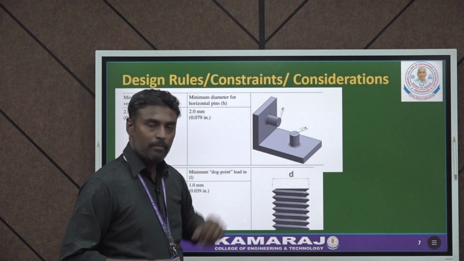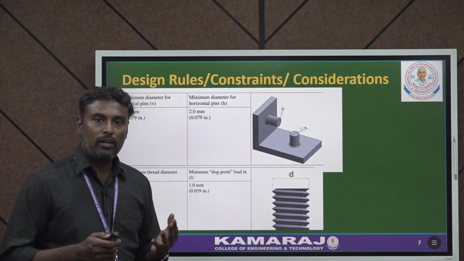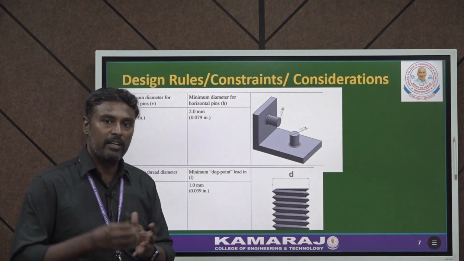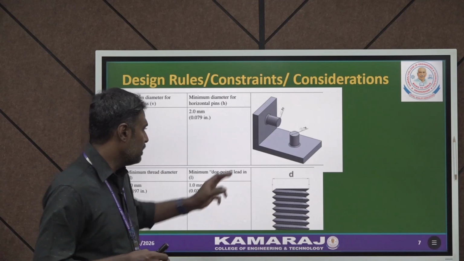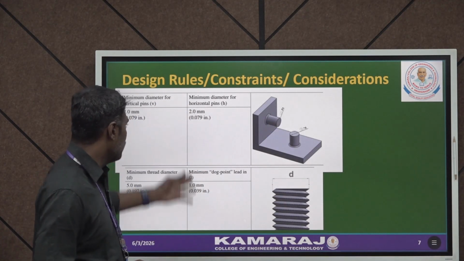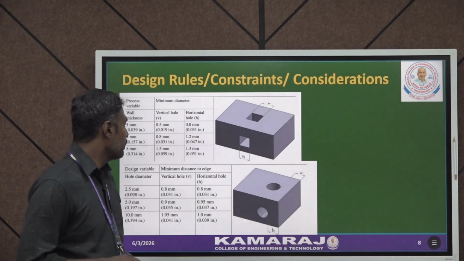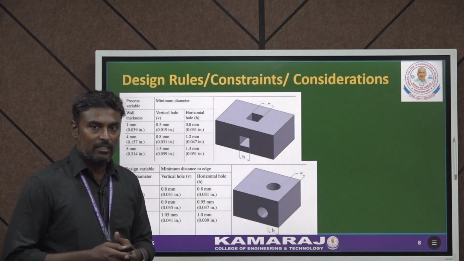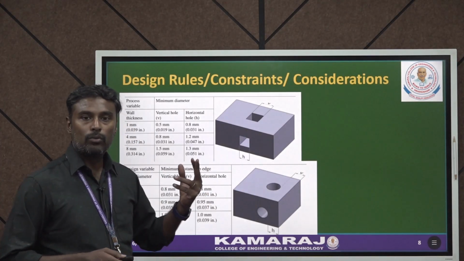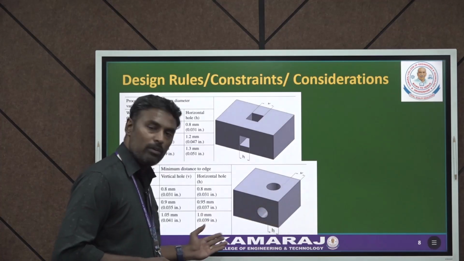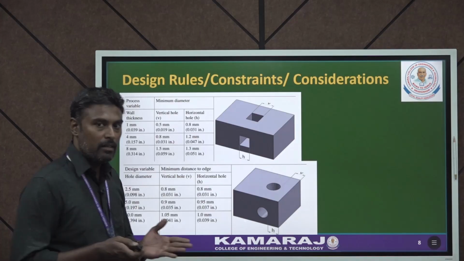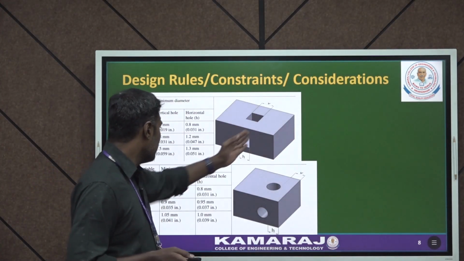Likewise for pins. The pins are used for assembly of 3D printed components to one another. So for designing these types of pins and threading features, we have to follow the recommended design rules. And hole structures. Here it is a square hole, and this is a circular hole. The holes are of two types, vertical holes and horizontal holes. There are separate design rules for designing vertical holes and horizontal holes.